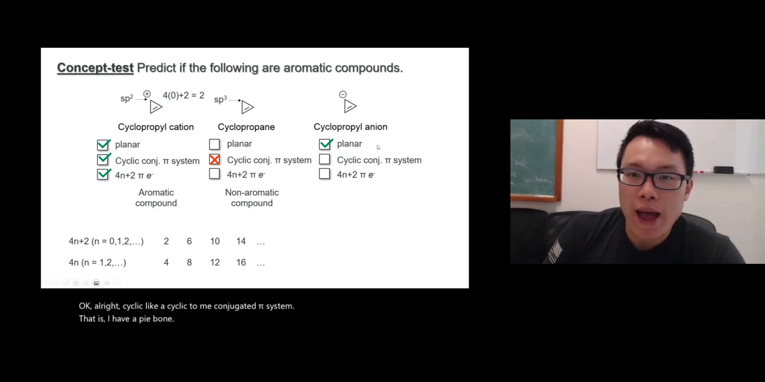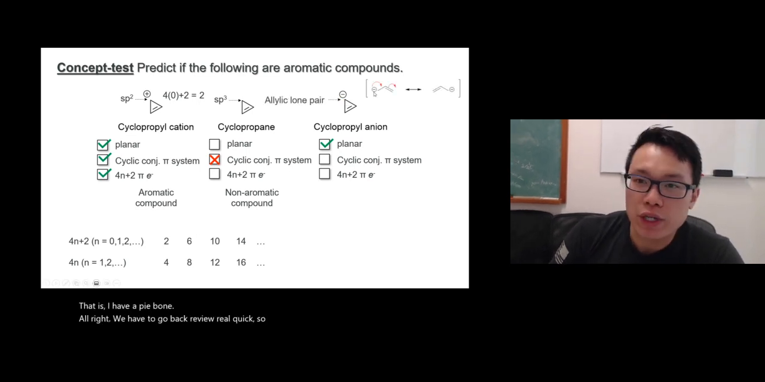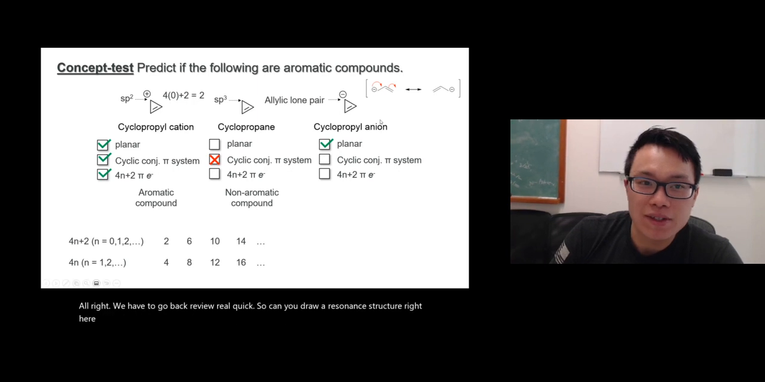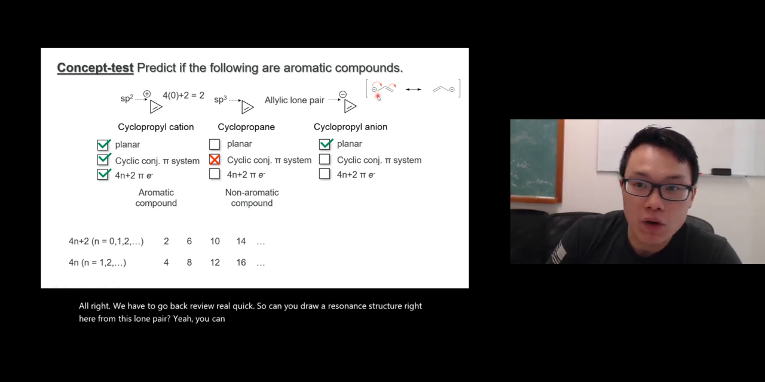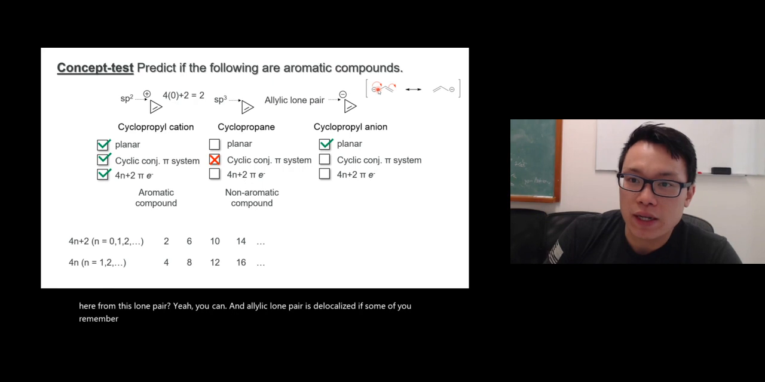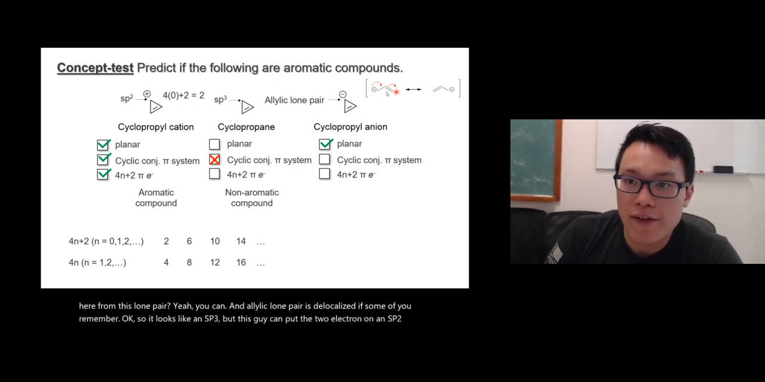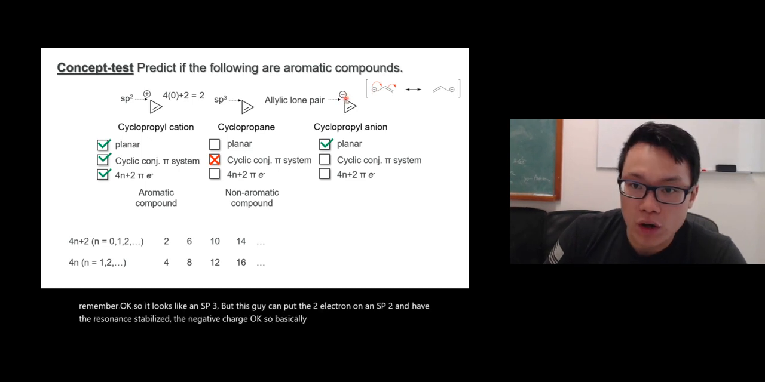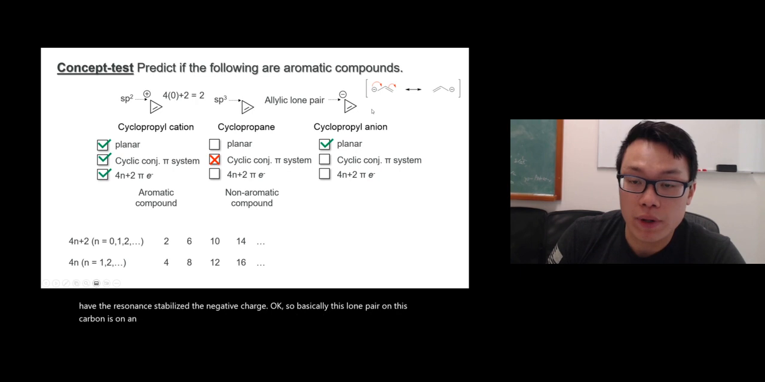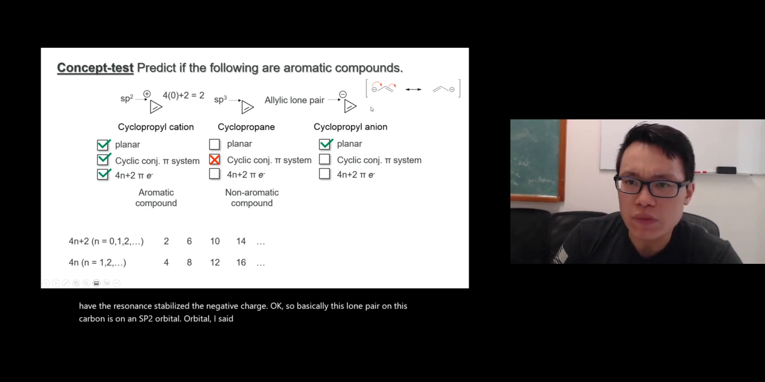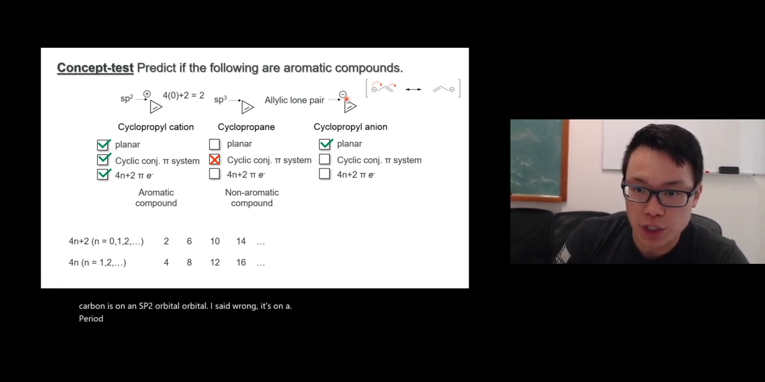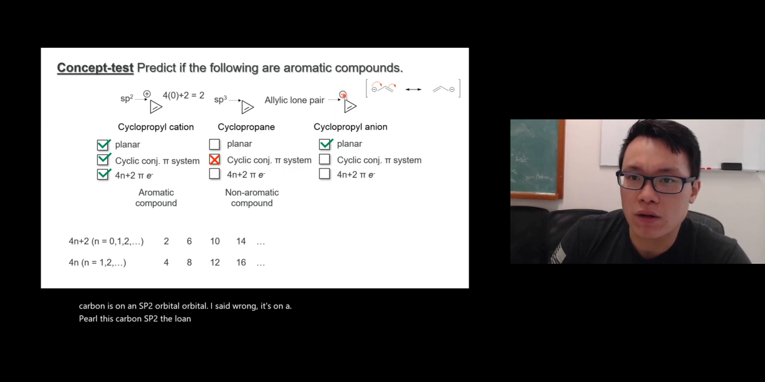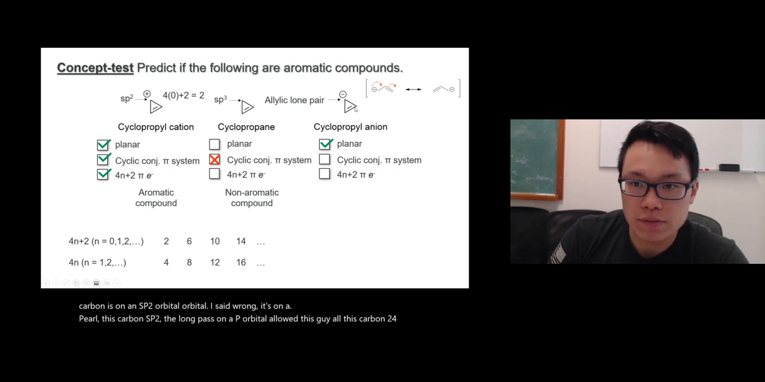We have to go back and review real quick. Can you draw a resonance structure from this lone pair? Yeah, you can. An allylic lone pair is delocalized, if some of you remember. It looks like an sp3, but it can put the two electrons on an sp2 and have the resonance stabilize the negative charge. Basically, this lone pair on this carbon is on a p orbital. I said it wrong before. This carbon is an sp2, and the lone pair is on a p orbital. This allows all the carbons, four electrons or two pairs, to delocalize.